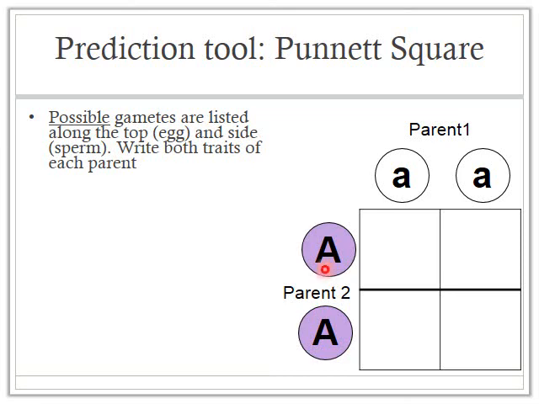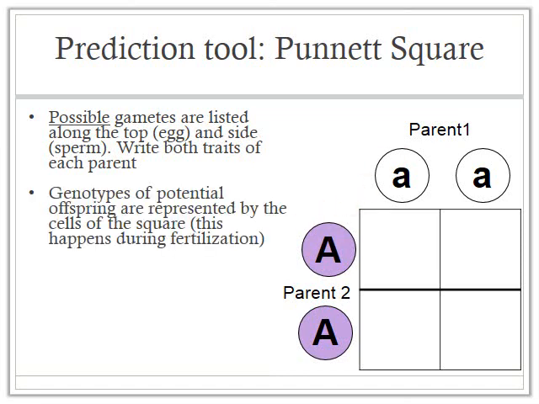Parent 2, you'll write here, and it is homozygous dominant in this case, big A, big A. I colored it so that you know that little a represents the white flower and big A represents the purple flower. Then you're going to fill in your square. This will tell you the probability of the genotypes for the potential offspring created from the fertilizing of these two parents.